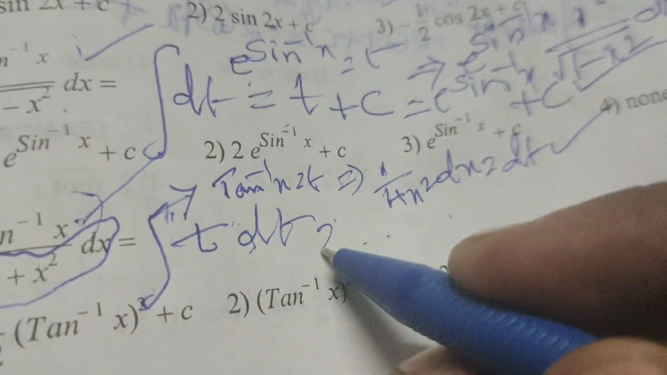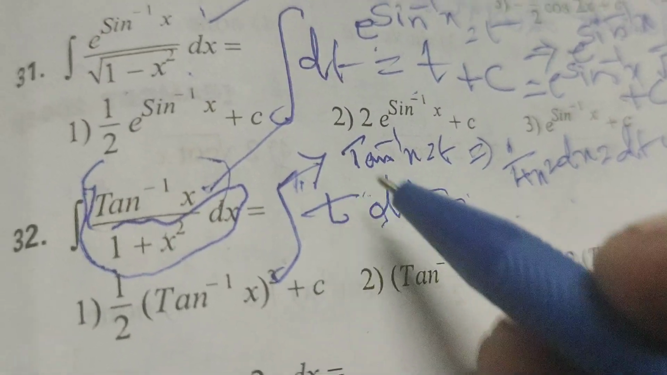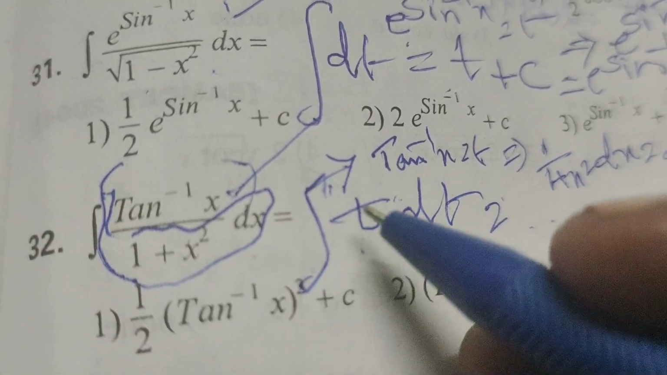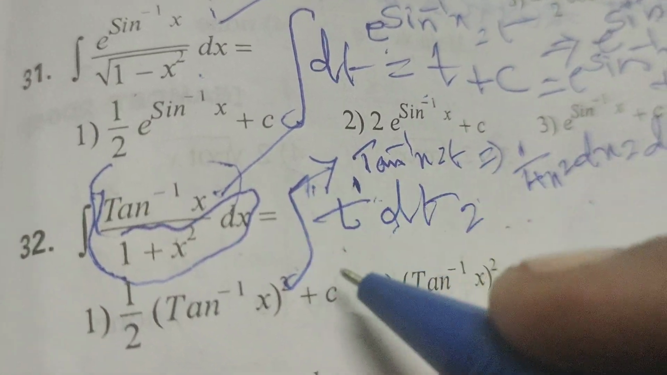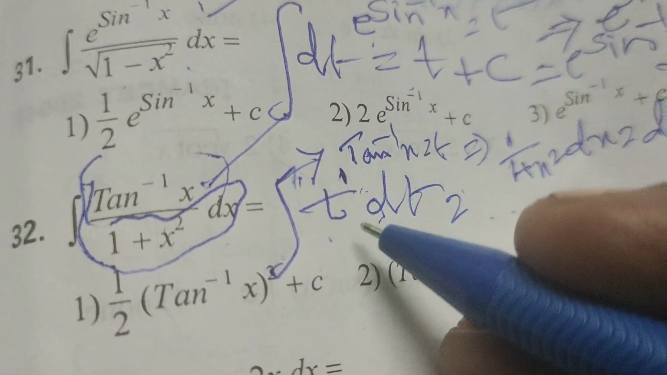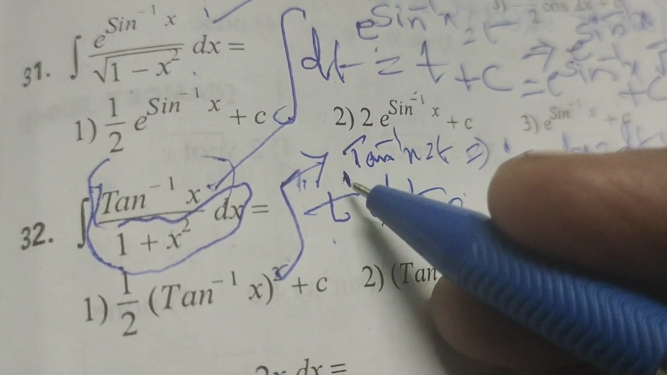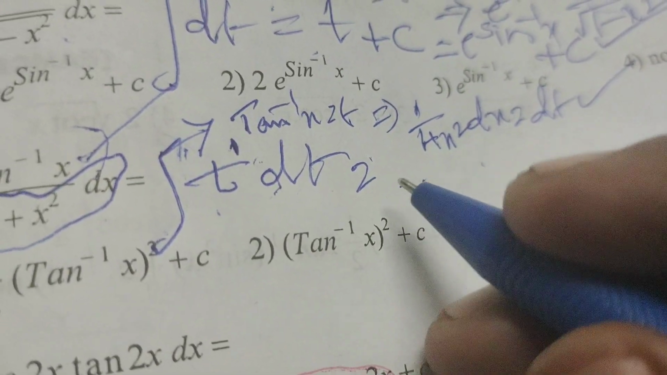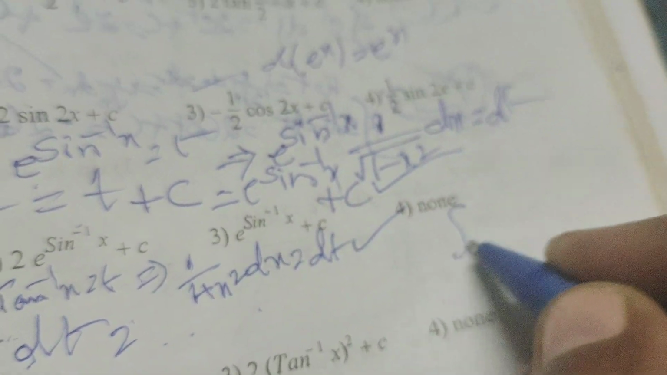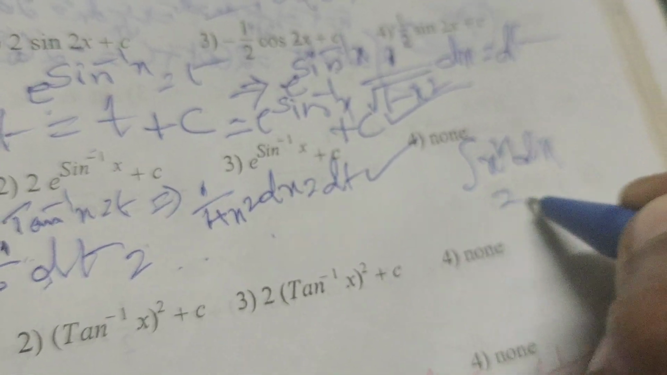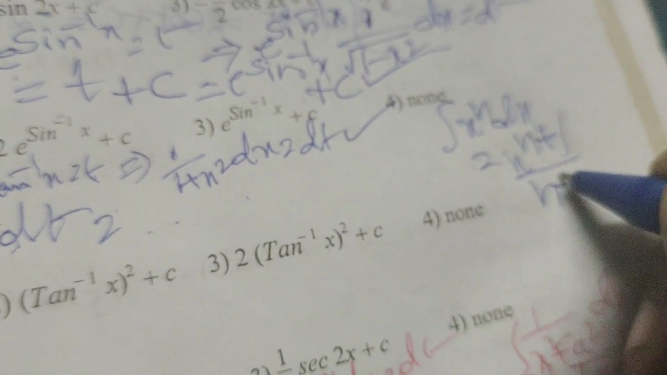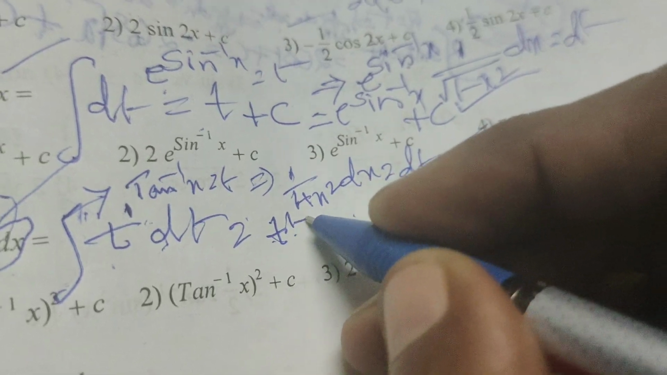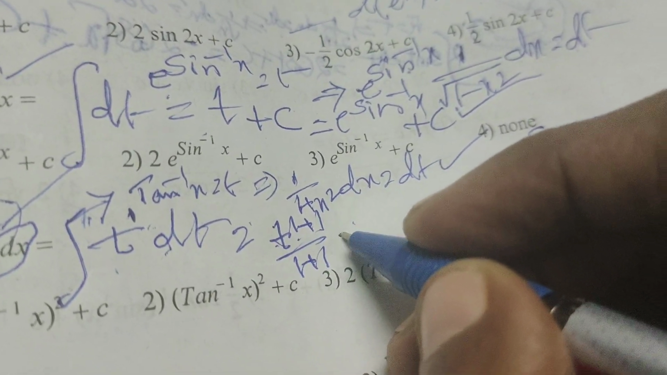Therefore, t dt. Now integrating this, what is the integration of x? x square by 2. In place of x, t is there. Suppose here t power n. What is the integration of x power n? x power n plus 1 by n plus 1. But here in place of n, 1 is there, and x means t is there. Therefore, using this formula, integral of x power n dx equals x power n plus 1 by n plus 1 plus c. Here n means 1 and x means t. Therefore, t power 1 plus 1 by 1 plus 1 plus c.